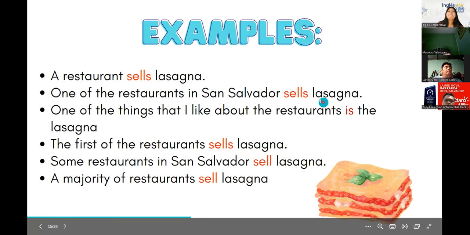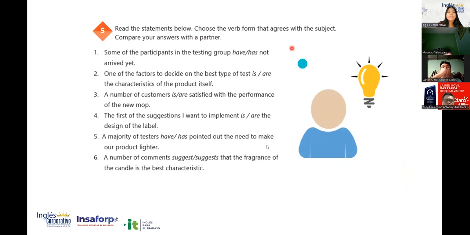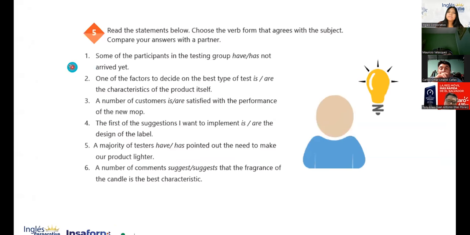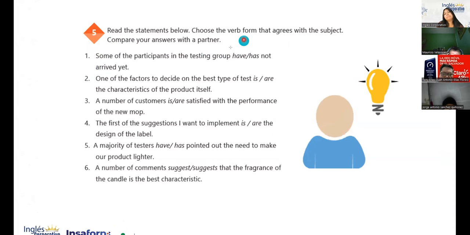Okay, so now what we are going to do is the exercises, right? Number one, we need to choose the verb. We need to make the verb agree with the subject. Number one: some of the participants in the testing group have or has. Have. Yes. Because remember, some is plural. So have.